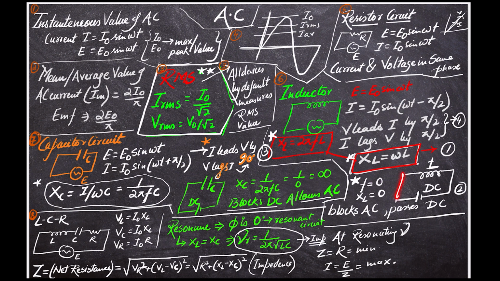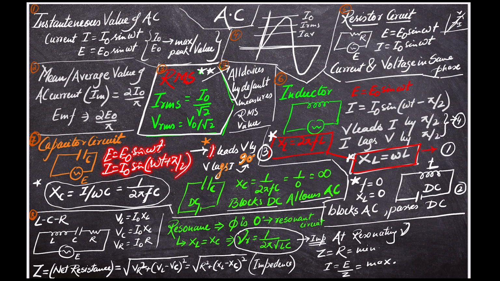Now, if I connect this inductor with a DC, what will happen, students? What is the frequency in a DC? The frequency is 0. So this whole resistance which is offered by the inductor becomes 0. So it blocks AC and it passes DC. Blocks AC, passes DC. Very important. Correct. Next part: what about the capacitor circuit? EMF is E = E naught sin omega t, and the current here becomes ahead of the EMF: I naught sin(omega t plus pi by 2), correct?